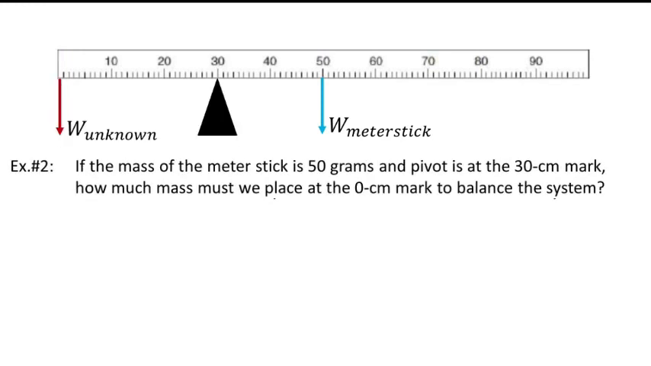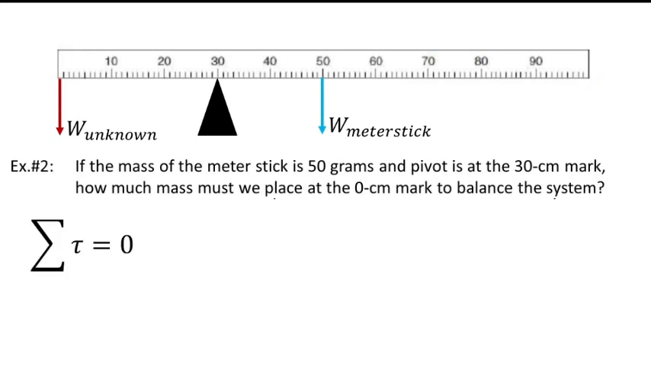Okay, so let's look at our second example. If the mass of the meter stick is 50 grams and the pivot is at the 30 cm mark, how much mass must we place at the 0 mark to balance the system? The pivot is at the 30 cm mark, the weight is still 50 grams, and we have to determine how much mass we have to place at the 0 mark to balance the system.